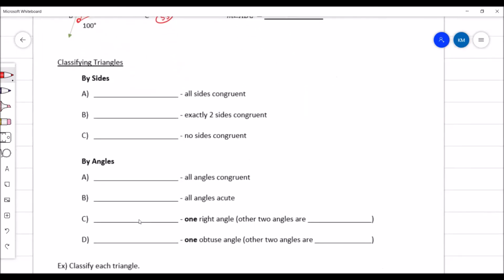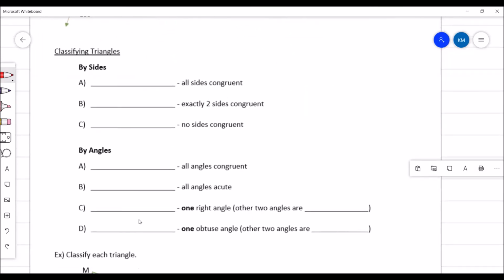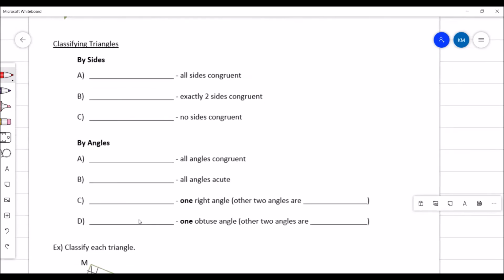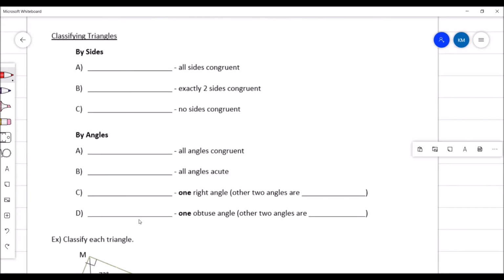And now let's look at some vocabulary that you're probably at least somewhat familiar with, but we've got to make sure that we revisit it so that there's the expectation of knowing it and you have resources for it. So there are a few ways that we can classify our triangles. We can classify them by their sides, and we can classify them by their angles.